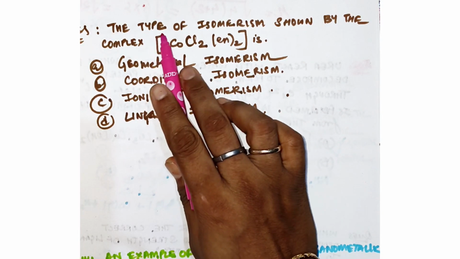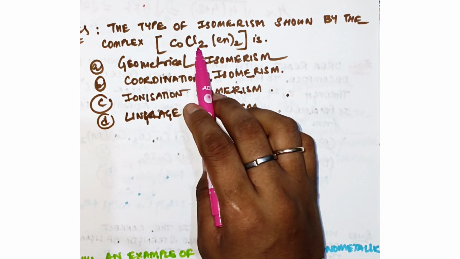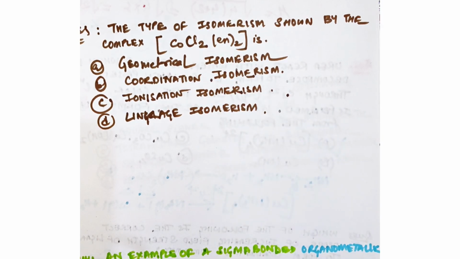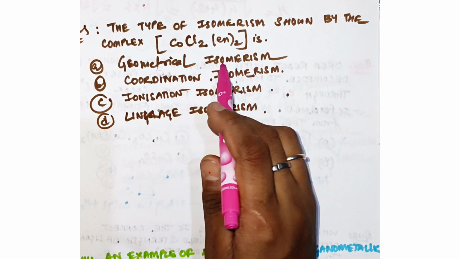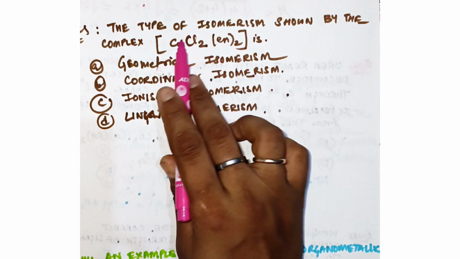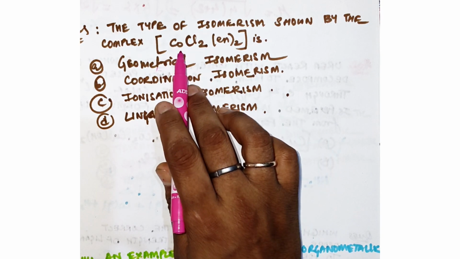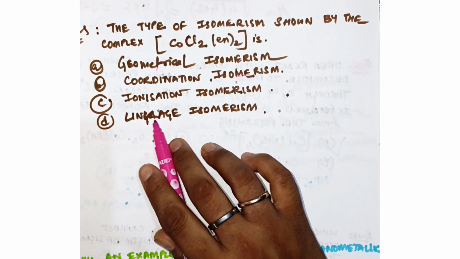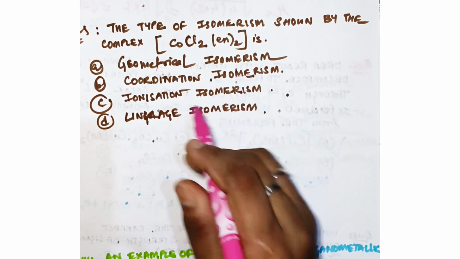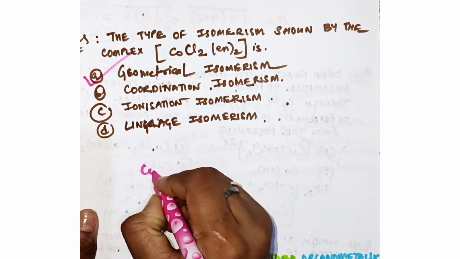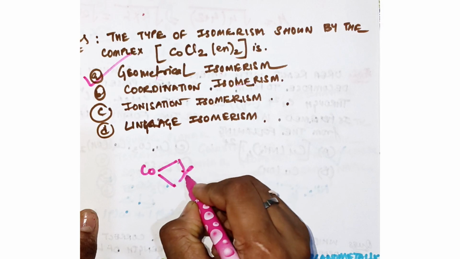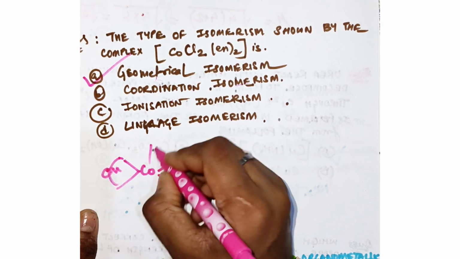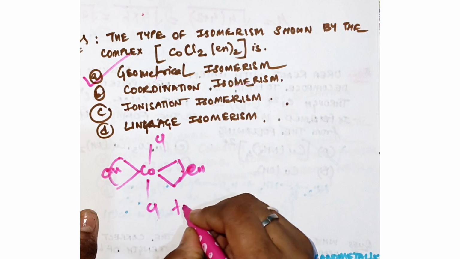Now the other question is the type of isomerism shown by [CoCl2(en)2]. Whenever there is ethylenediamine, remember that the isomerism will be geometrical isomerism. There are no two metal atoms where coordination will be there. Ionization isomerism is also never possible. Linkage isomerism is also not possible, so it is geometrical isomerism. So if you want to see the structure, see here, this is the octahedral structure. This is your trans.